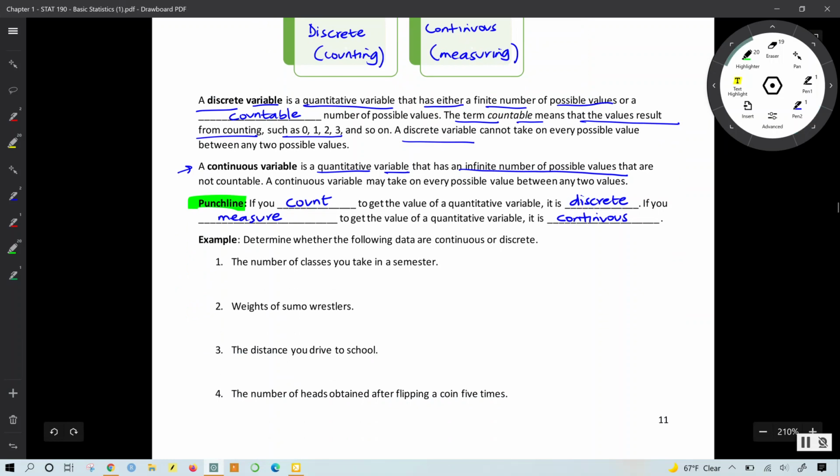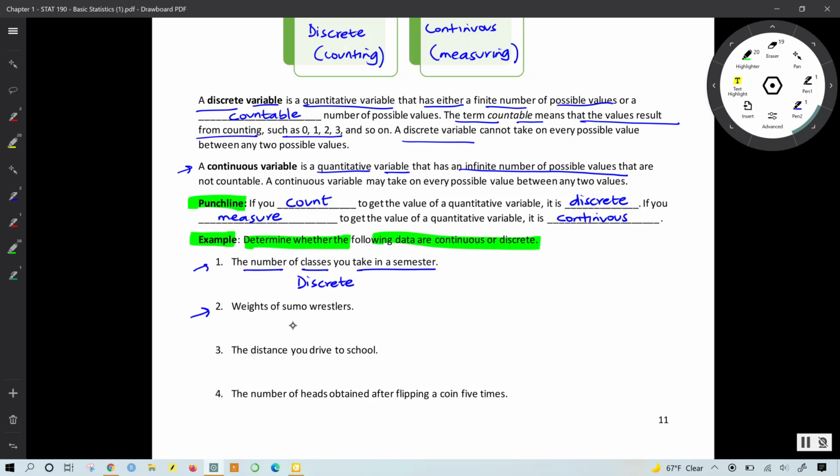With that done, let's consider the next example, where we would like to determine whether each of the following data descriptions represent a continuous or a discrete variable. 1. The number of classes you take in a semester. You will need to count, and that makes it a discrete quantitative variable. What about 2? The weights of sumo wrestlers. We will need to measure this, so that makes it a continuous quantitative variable.